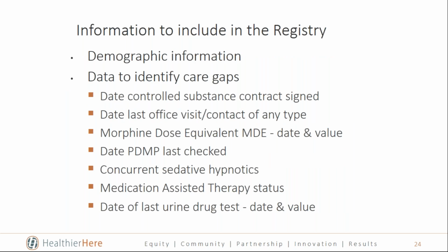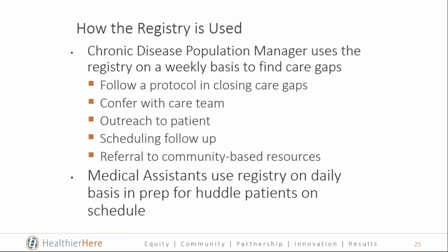So what information would you include? Well, we've already seen this actually in that spreadsheet, but it's going to include the key points out of the 6 building blocks, things like the controlled substance contract, and contact, either in an office visit or by phone, and the morphine dose equivalent, and the things we've already talked about. Though the important thing is, how is it used?